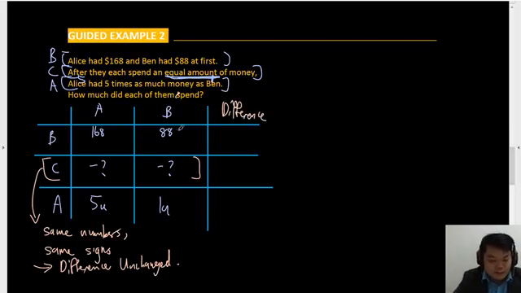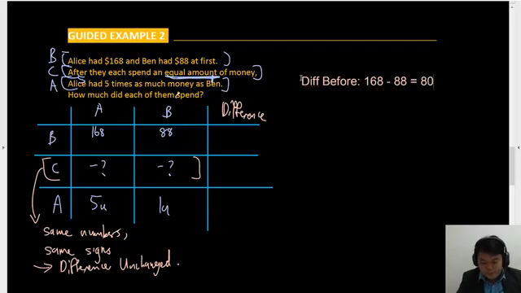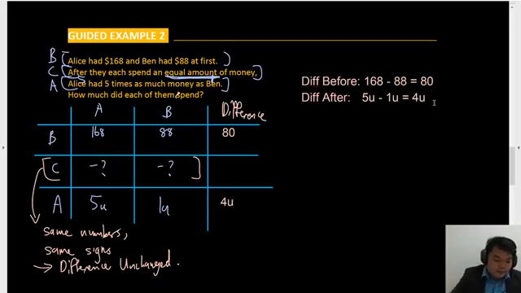So between 168 and 88, the difference before was 168 minus 88 to give you 80. Okay, let's just put that in first. Then the difference after would have to be 168, 5 units minus 1 unit to give you 4 units. So this will give you 4 units here. Then, because your difference remains unchanged, we can form that connection and say that these 4 units must be equal to 80.